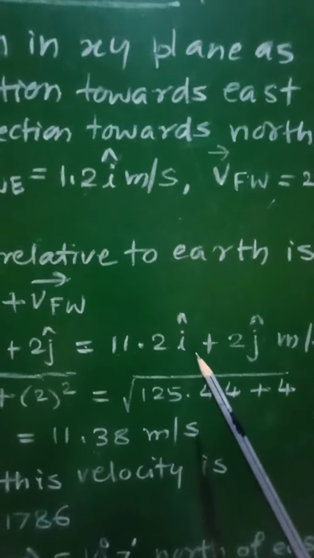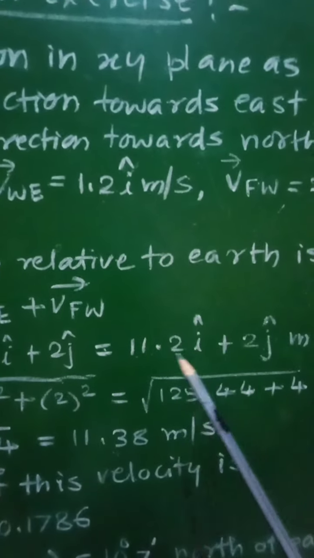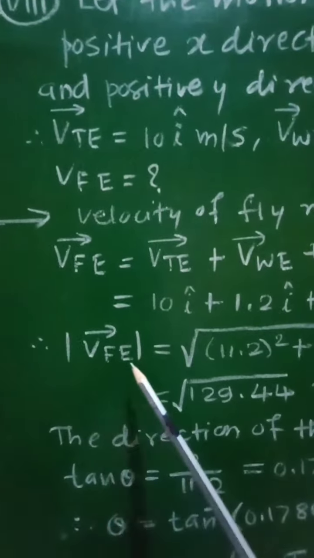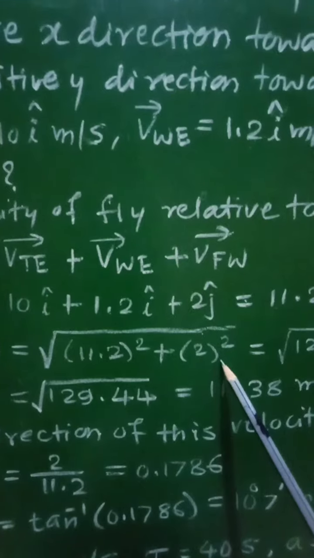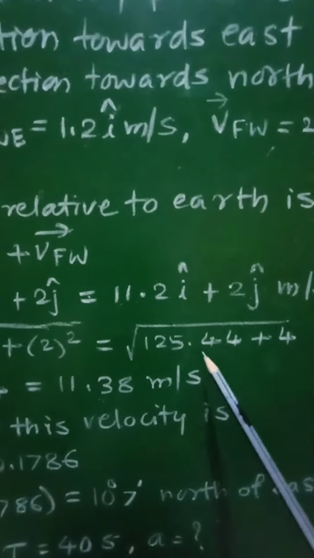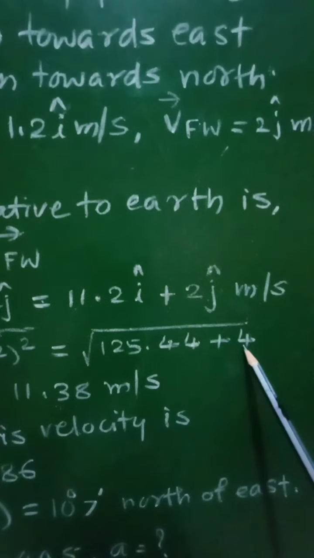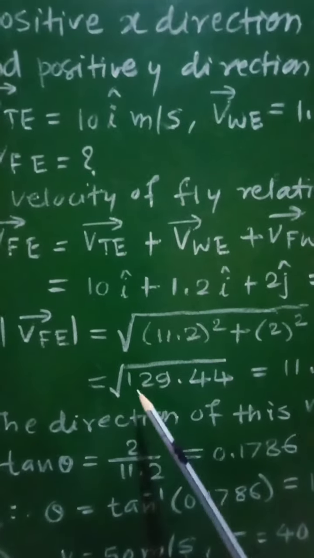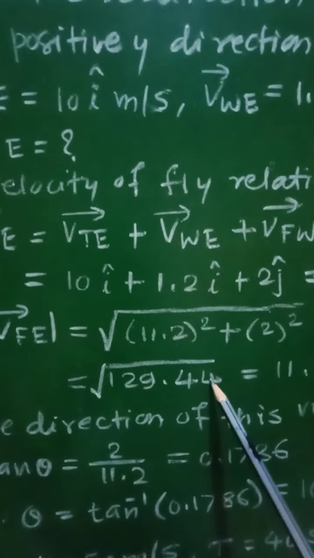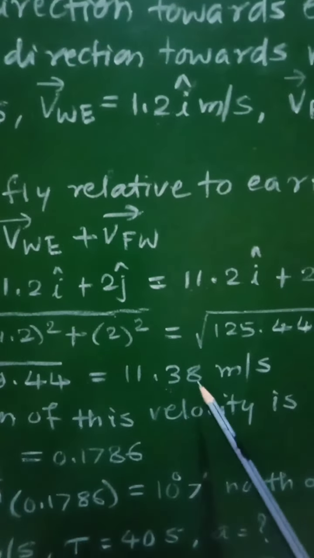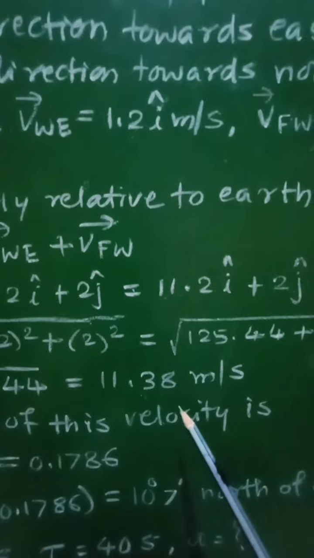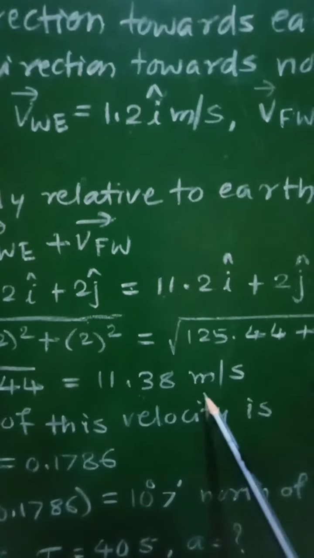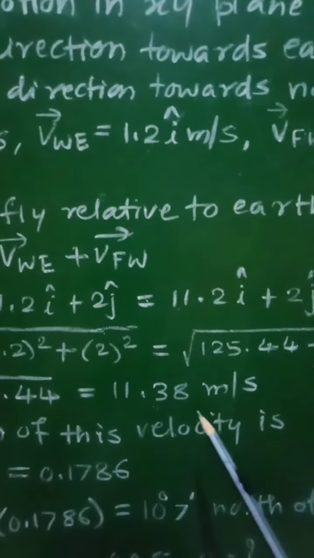Now we will have to find out the magnitude of this velocity, and therefore magnitude of v_fe will be equal to square root of 11.2 square plus 2 square, which comes out to be 125.44 plus 4. Adding this, we will get square root of 129.44, whose square root comes out to be 11.38 meter per second. So this will be the magnitude of velocity of fly relative to earth, that is v_fe, 11.38 meter per second.